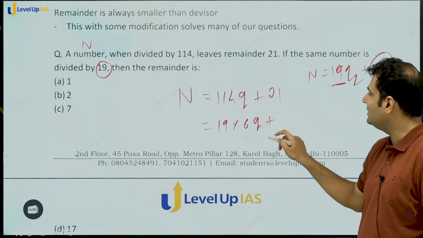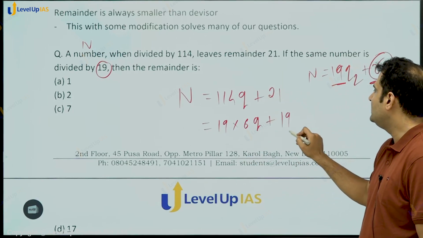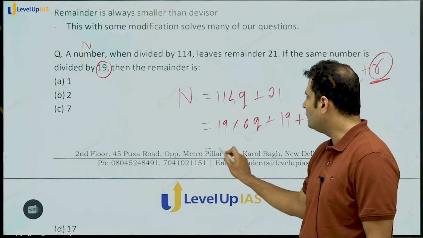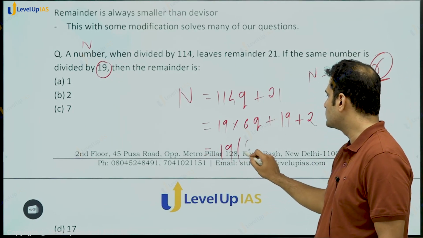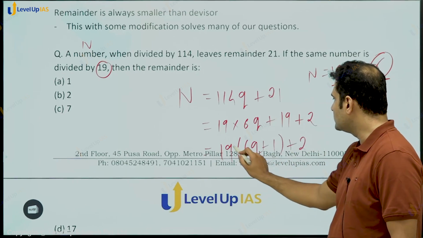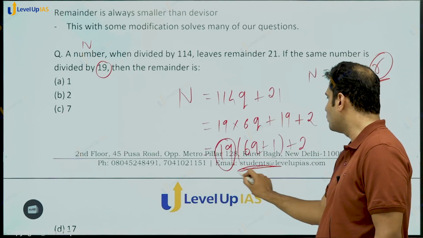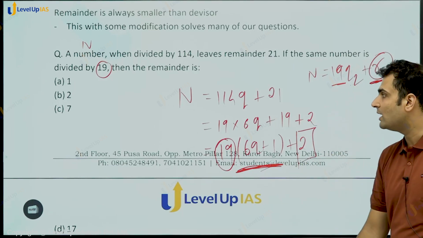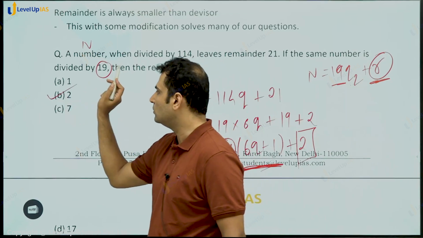So we divide this 21 by 19 as well, and write it as 19 plus 2. And here now we can take 19 as common. You get 19 times (6q plus 1) plus 2. Now this is our divisor, this is our new quotient, this q2 that we were looking for, and this thing is the remainder. So answer here would be 2.